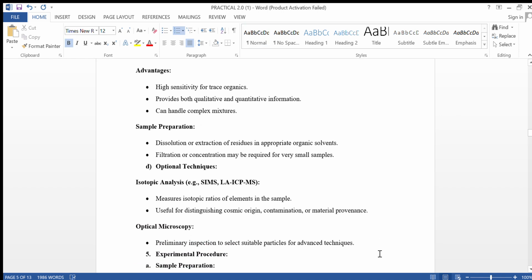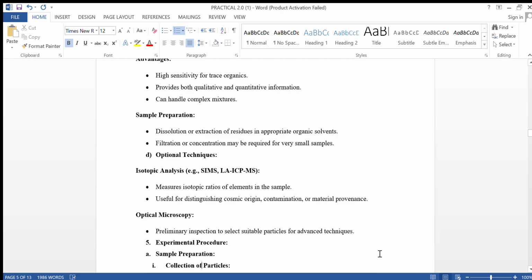Next, our technique, which is optional, is isotopic analysis, for example SIMS or LA-ICP-MS. It measures isotopic ratios of elements in the sample, useful for distinguishing cosmic origin, contamination, or material provenance.